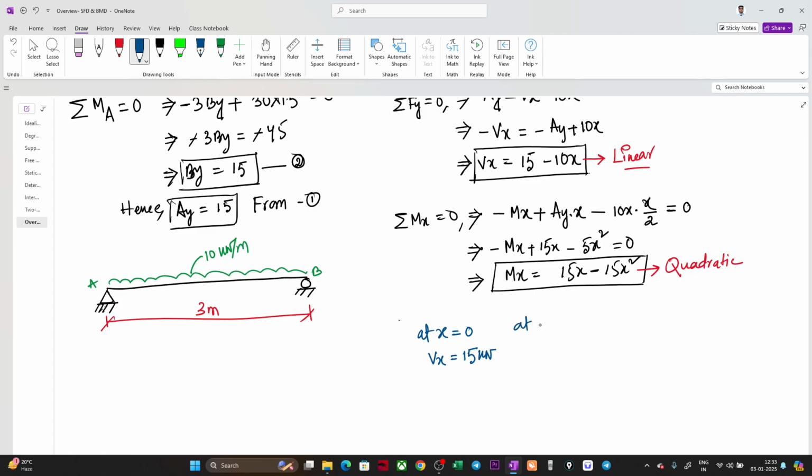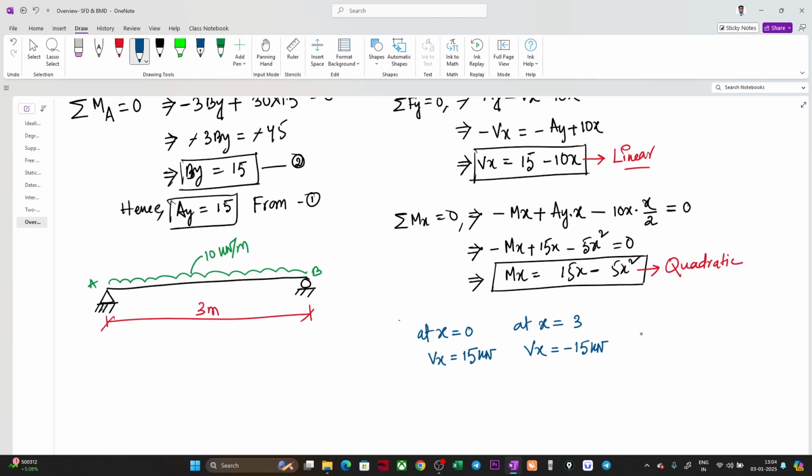Or at x equal to 3, if I say this end 3 meter, what will be the Vx? So Vx will be, if you see here, 3 into 10, 30, minus 30 plus 15, so it will be minus 15. One more thing, I think I have written this wrong actually, 5x. So now we got the shear force at the two ends.